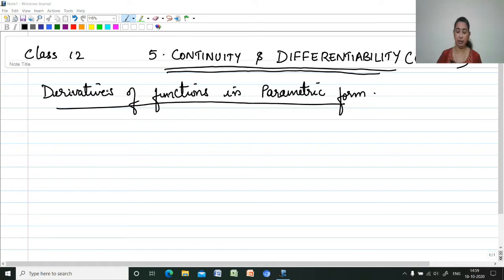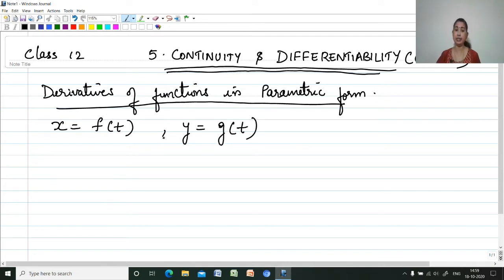So what do you mean by parametric form? Suppose x is given as a function of t and y is also given as a function of t, then it is said to be in terms of the parameter t. Suppose x is given as f of t and y is given as g of t. So here it is given in terms of parameter t. How will you find dy by dx?